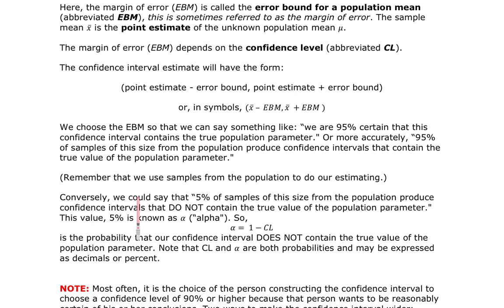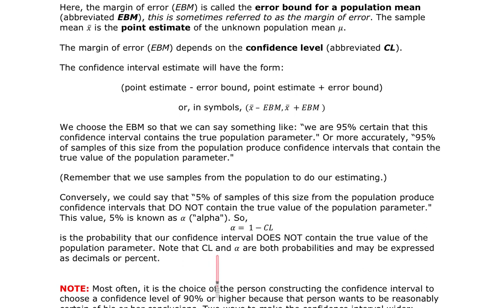Conversely, we could also say that 5% of the samples of this size from the population produce confidence intervals that do not contain the true value of the population parameter. So this 5% is known as the alpha, and the alpha is equal to 1 minus the confidence level, and these are all as percents. And this is the probability that our confidence interval does not contain the true value of the population parameter.